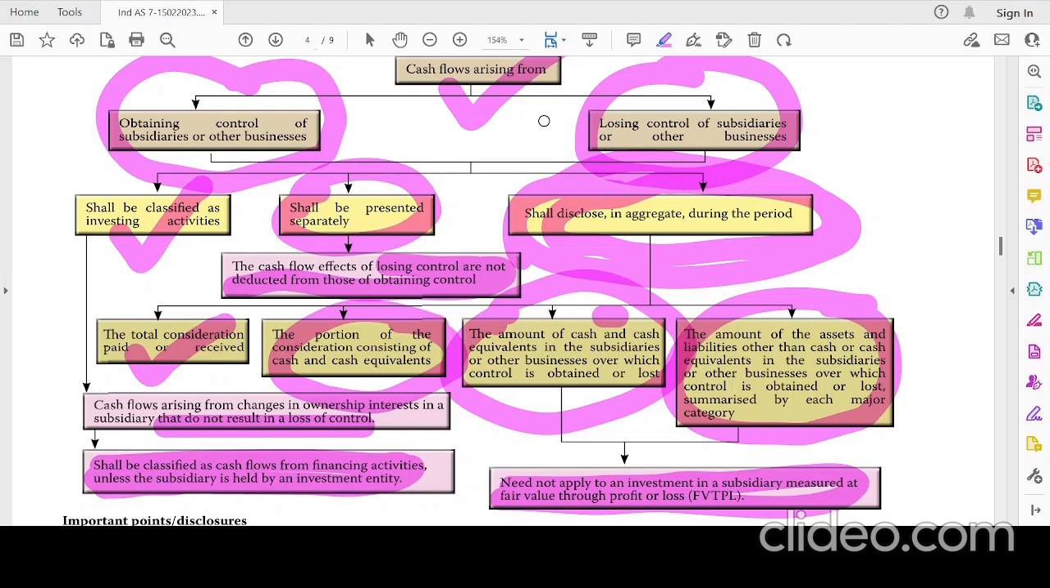Now, the second thing is that I should present it separately. That is, losing control should not be merged with obtaining control, so those should not be netted off. I have to show them separately. And the third thing is that I should disclose it as an aggregate.